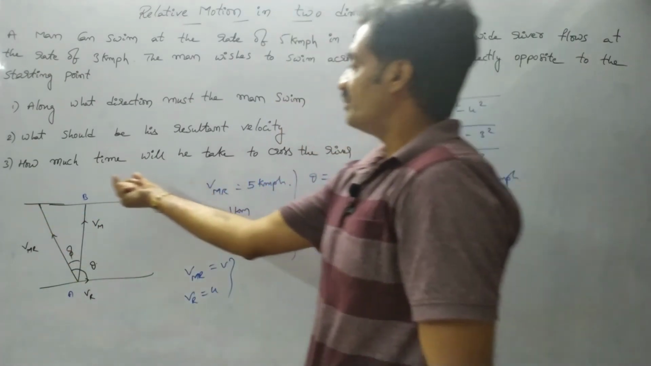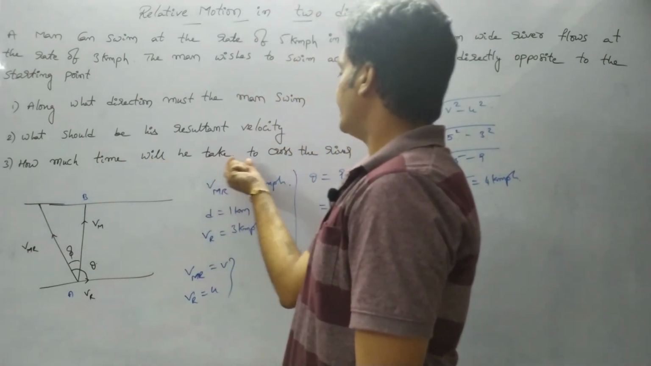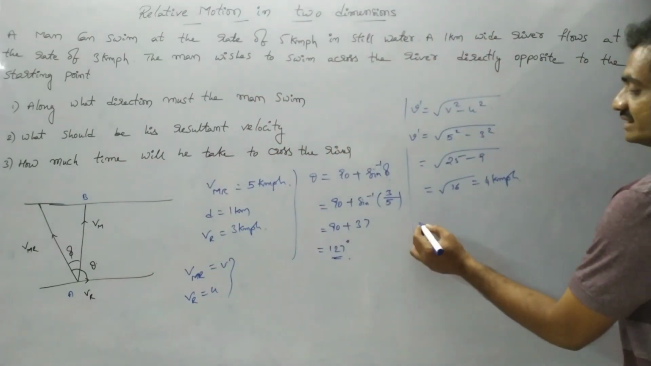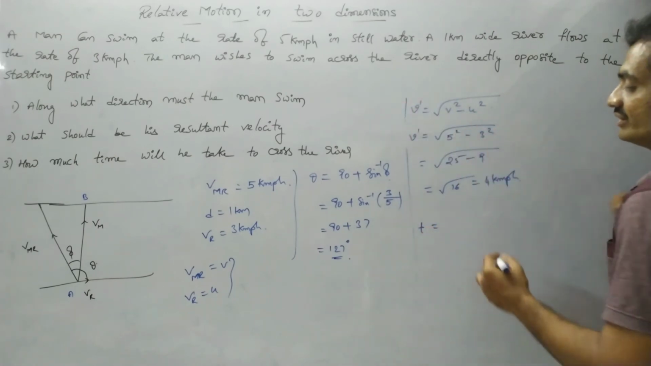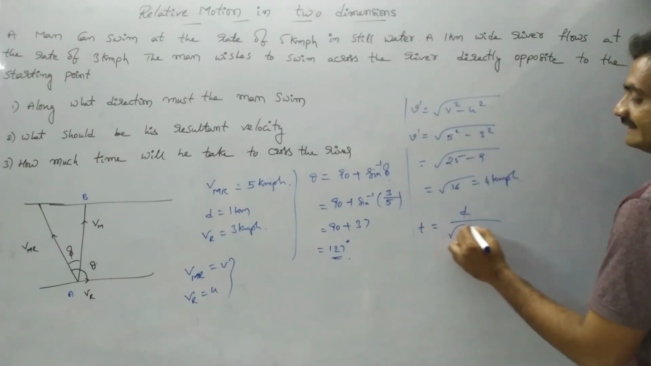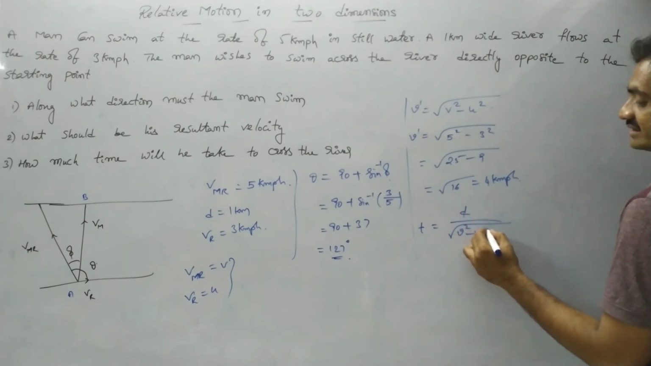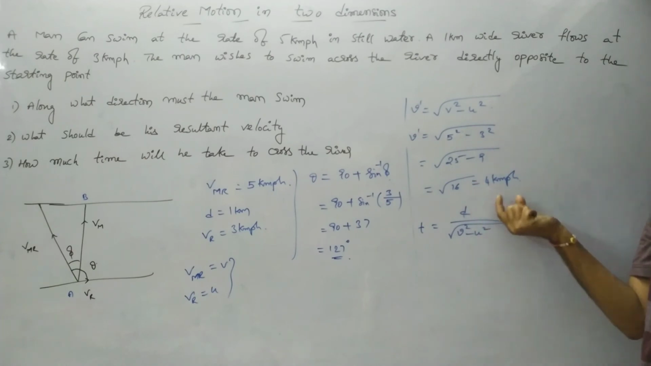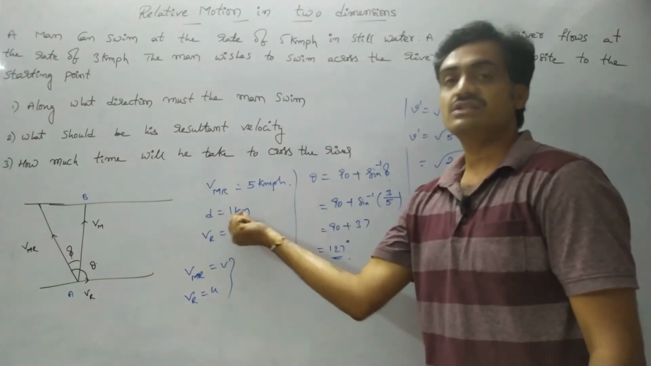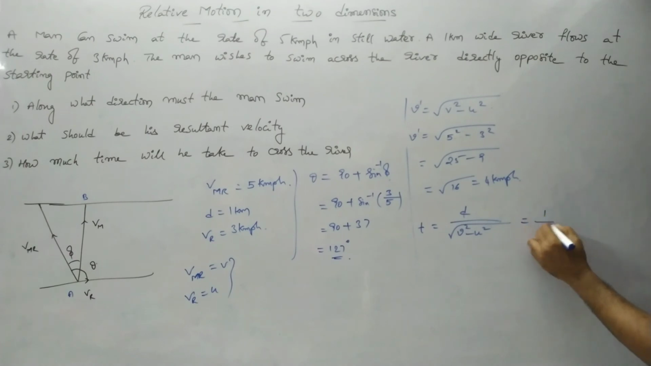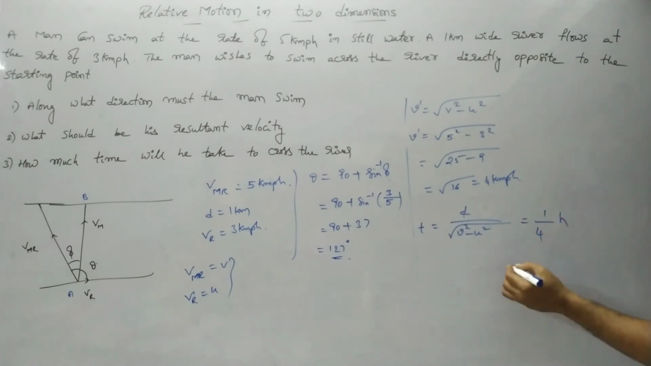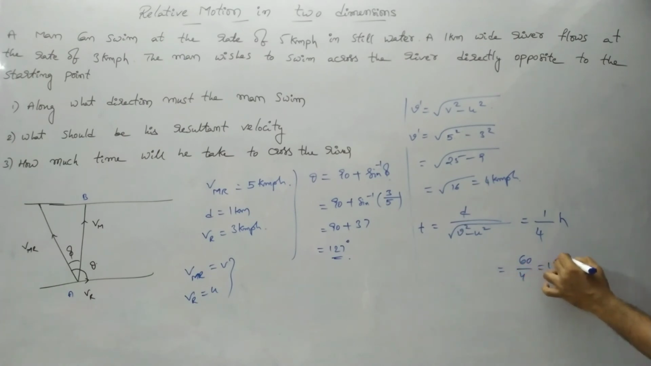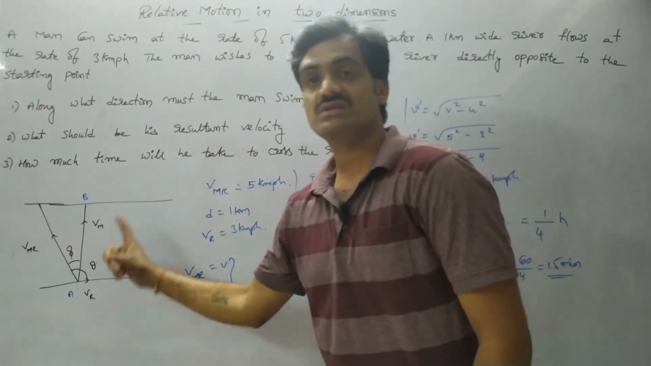Now the third point is how much time will he take to cross the river. Now we have to represent the time in the case of minimum drift, and we know that t is equal to d by under root of v square minus u square, where we had derived under root of v square minus u square is equal to 4 and the width of the river is 1 kilometer. So if we substitute, here we have 1 by 4 hour. In terms of minutes, we know that 1 hour equals 60 minutes, so 60 by 4 is 15 minutes. So within a time of 15 minutes he can cross the river.